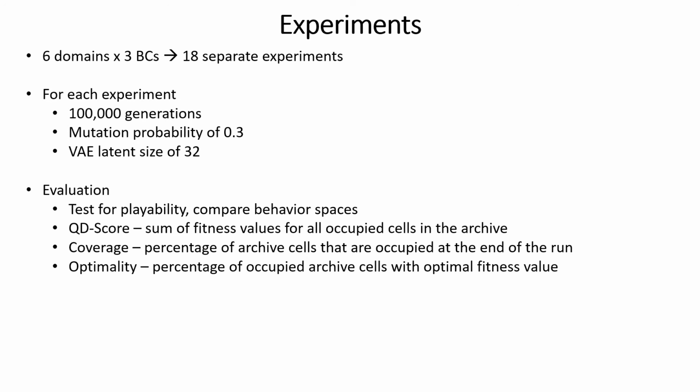Coverage represents the percentage of cells in the archive that were occupied at the end of the run, thus indicating how much of the search space MapLeads was able to find a solution for. And optimality further looks at what percentage of cells for which a solution was found had an optimal fitness value.